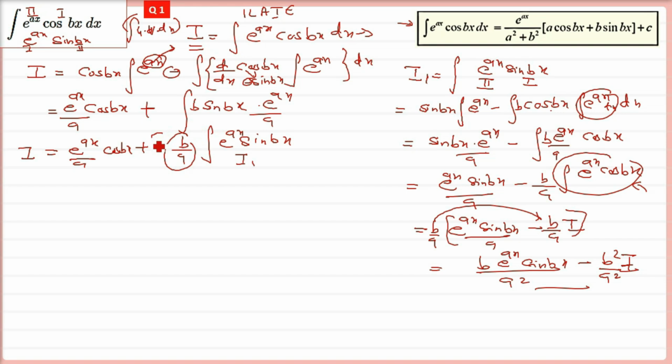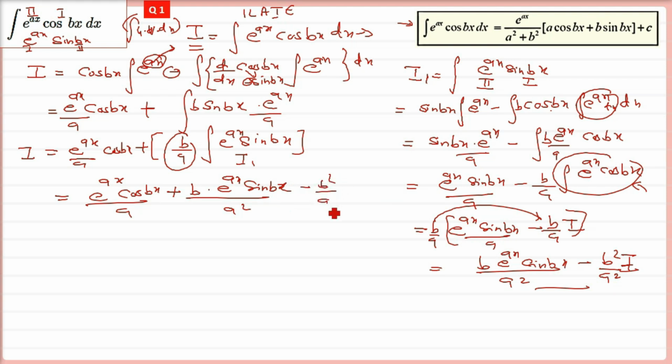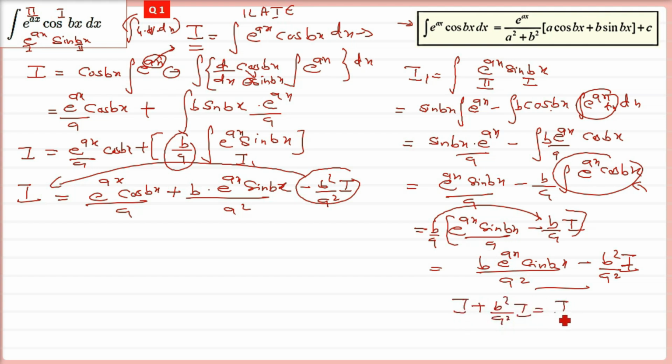Now I am taking this all and putting it in the original equation. So e raise ax cos bx by a will remain like that, plus b into e raise ax sin bx by a square. I am just taking this and putting it here. Nothing, no change I am making it here. Minus b square by a square I. Now this rightmost thing I am just taking or transferring it to the left hand side. So this will form I plus b square by a square into I equals to what?